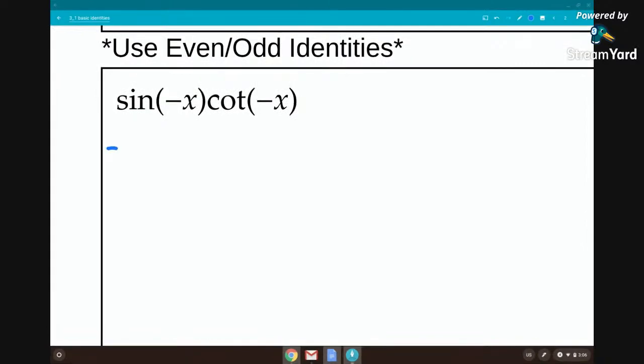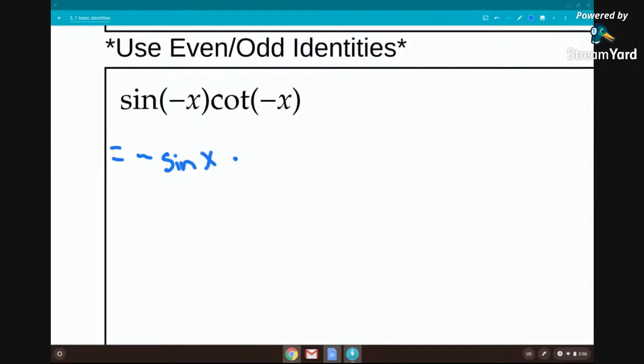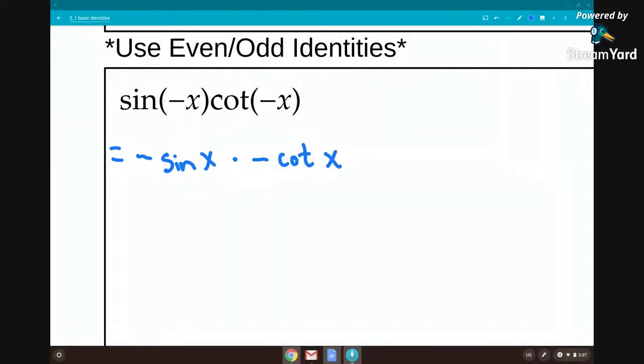So by the even odd identities, the sine of -x is equal to negative sine x. And the cotangent of -x is also equal to the negative cotangent of x. We call both the sine and cotangent odd functions. We talked about odd functions when we began our semester.